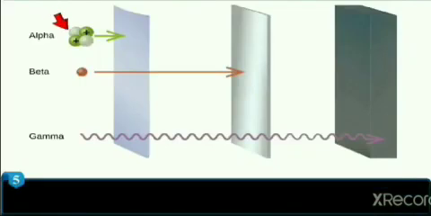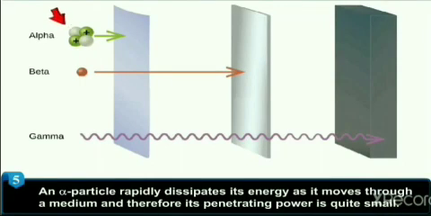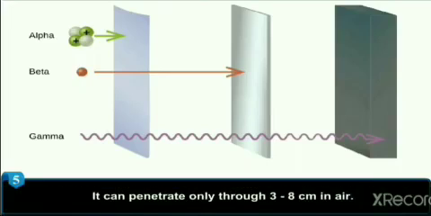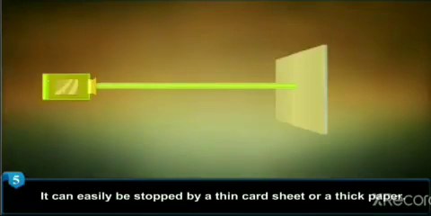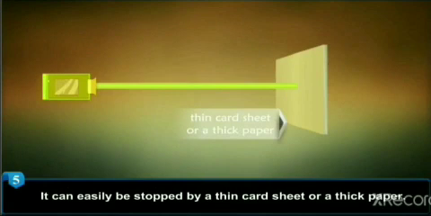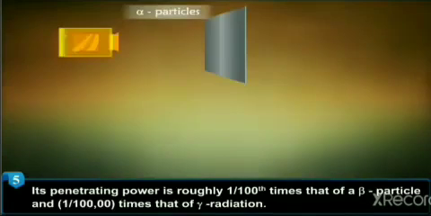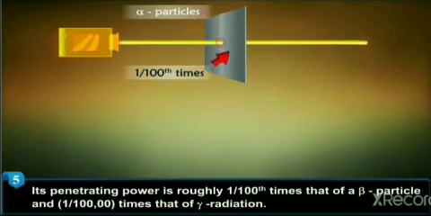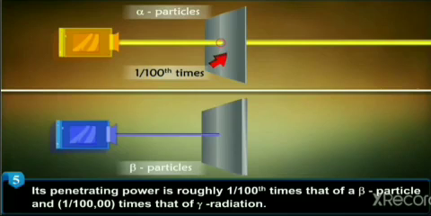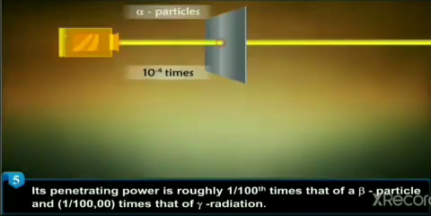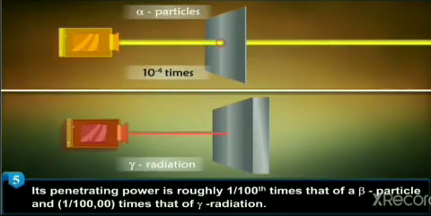5. An alpha particle rapidly dissipates its energy as it moves through a medium, and therefore its penetrating power is quite small. It can penetrate only 3 to 8 centimeter in air. It can easily be stopped by a thin card sheet or a thick paper. Its penetrating power is roughly 1/100 times that of a beta particle and 1/100000 times that of gamma radiation.